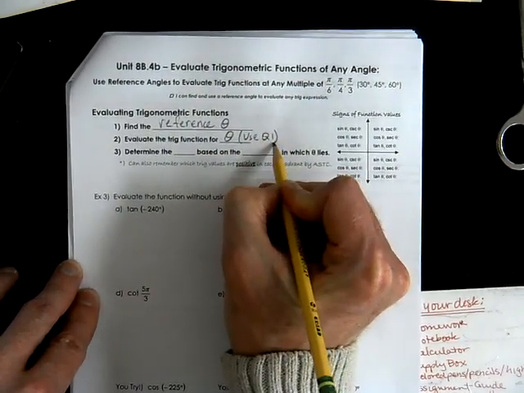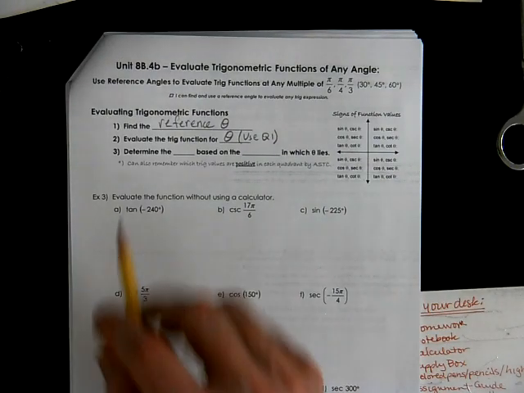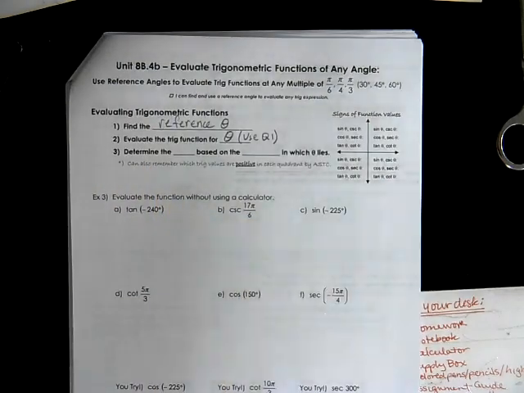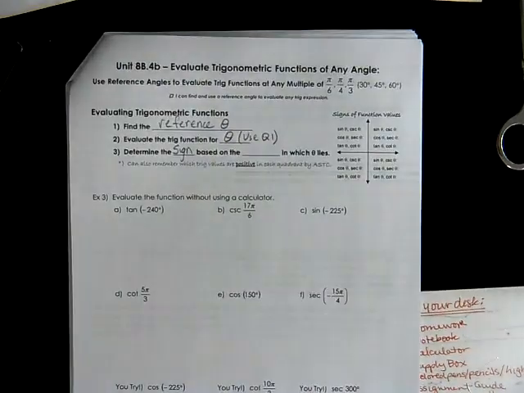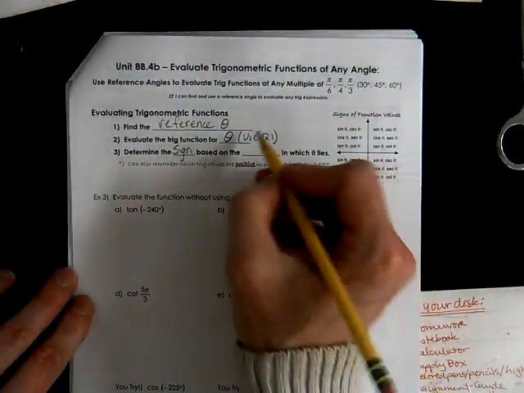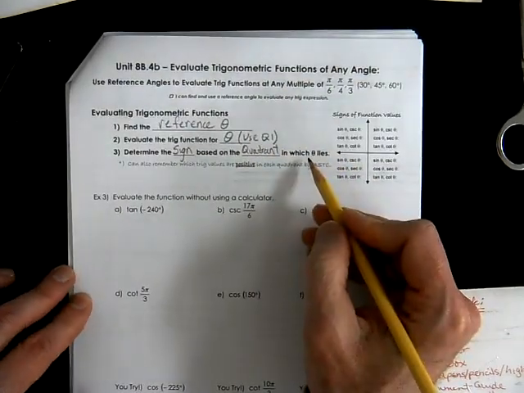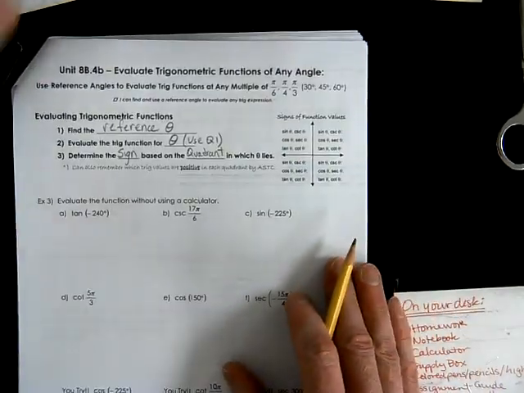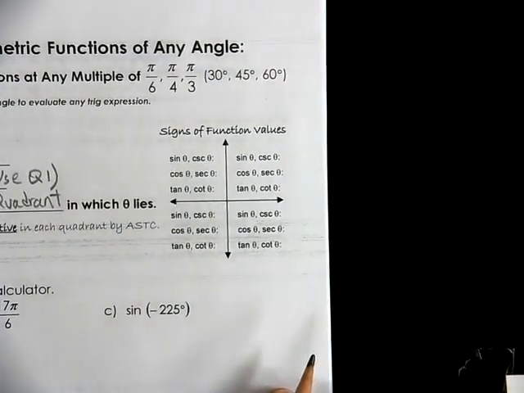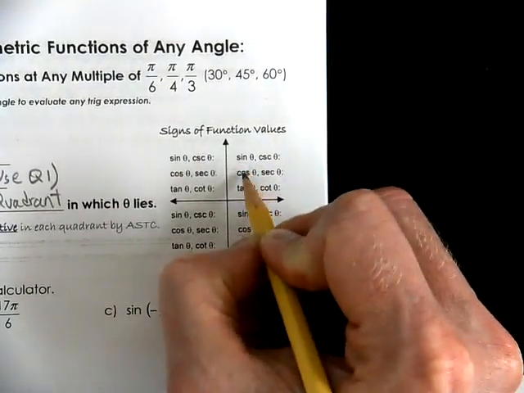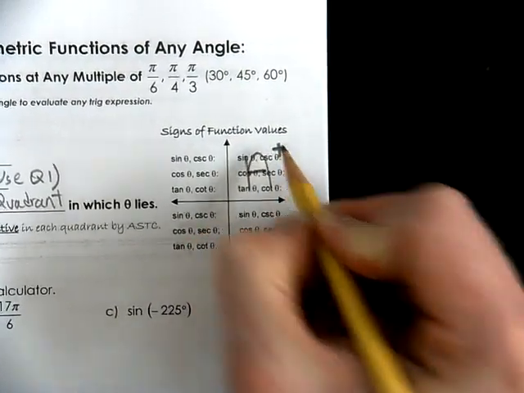using quadrant 1. So we only focus on what happens in quadrant 1. Then we're going to determine the sign based on which quadrant theta lies in. So, for example, in the first quadrant, we have all of them are positive.